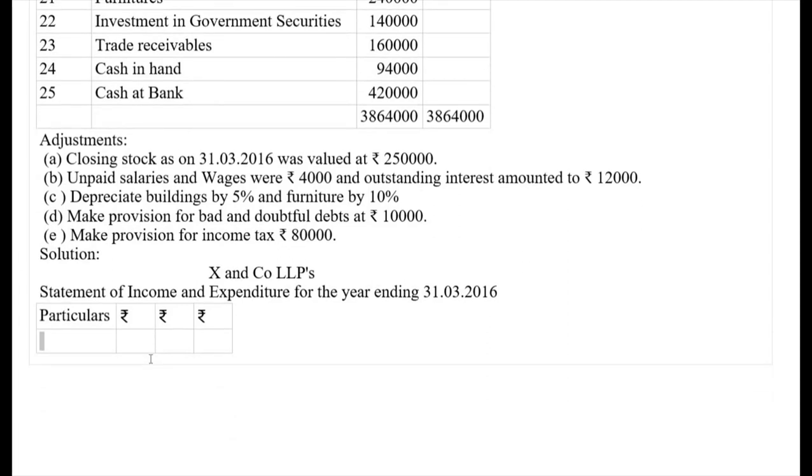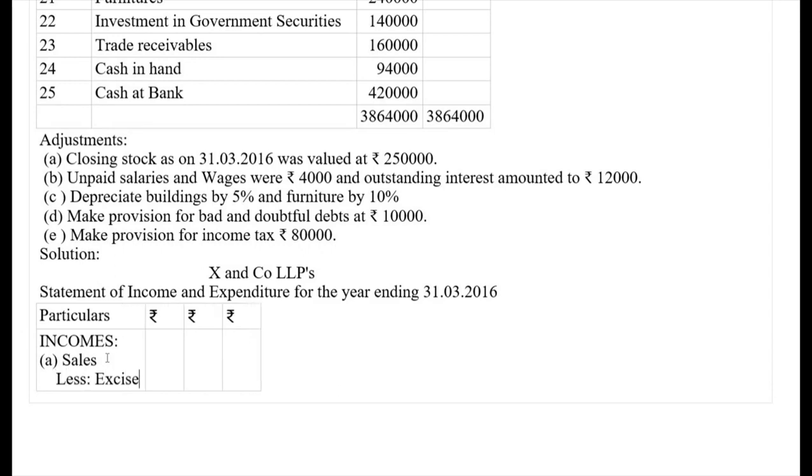So now let's begin here. Incomes, that is, first one is A, sales less excise duty on turnover. So sales are given as rupees 24,60,000.